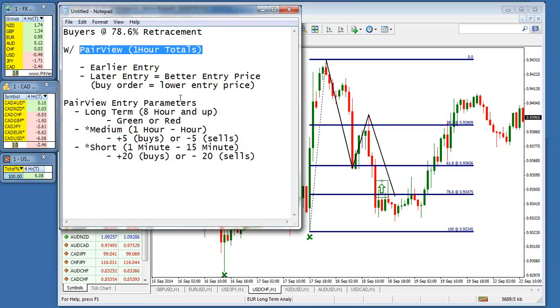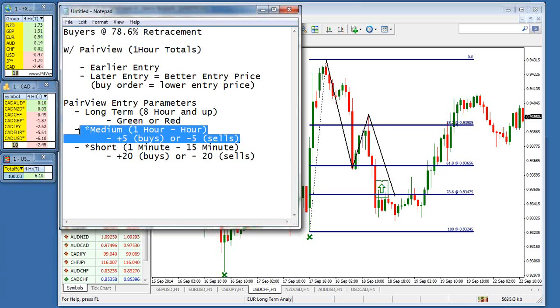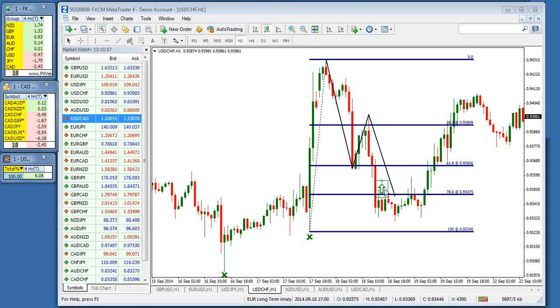So looking at my 1 hour charts, when you look at the totals in here, what we're looking for is a +5 or a -5. And when I say that on the entry price, a lot of times I would look at the Gartley pattern. Since it's kind of a counter trend trading method, you're looking for a reversal of the most immediate trend, like in this case. A lot of times I would put my entry right here at the 78.6 level.